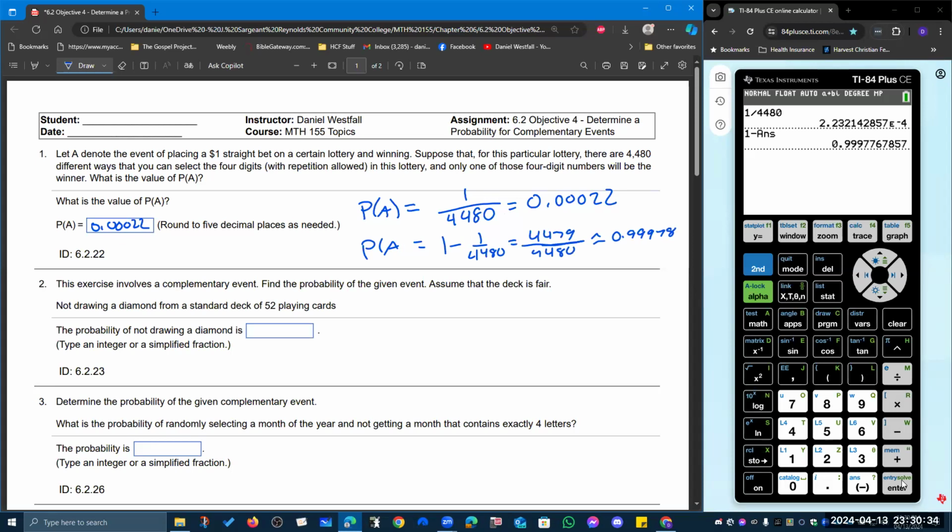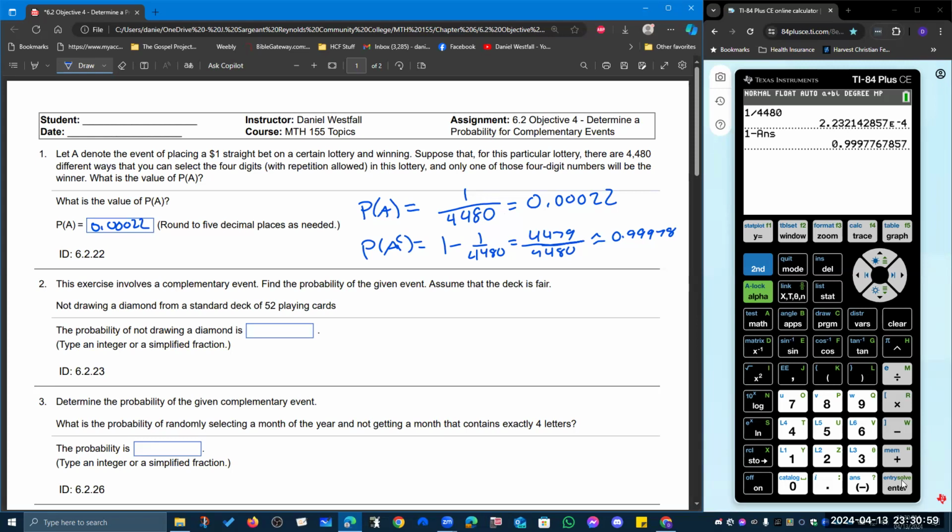We can denote a complementary event with a little c in the superscript like that, or we can put a prime, a little apostrophe next to it, or we can put a bar over top of it as an accent. All of those things are ways to denote a complementary event.